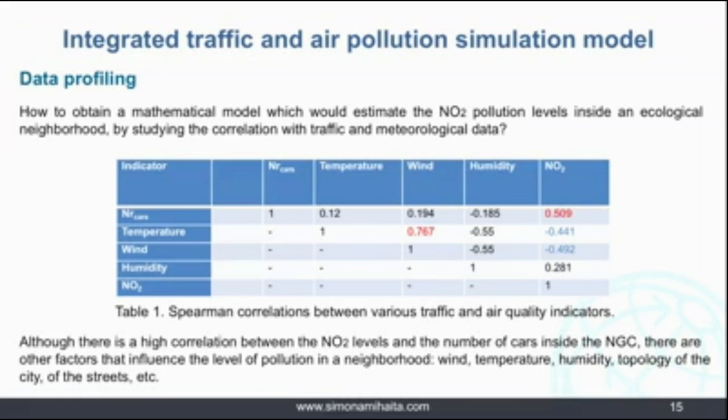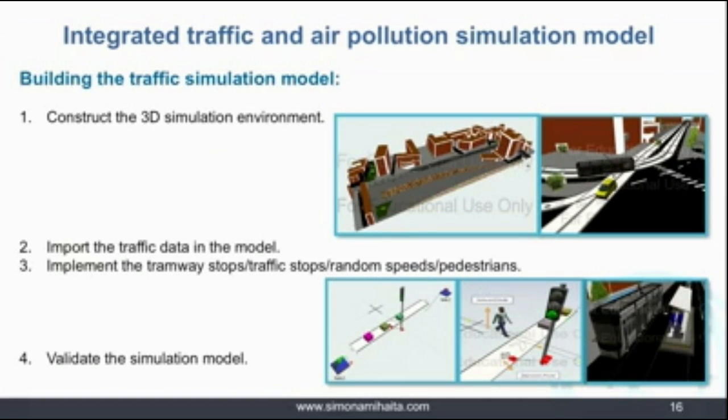So between the number of cars on the boulevard and the NO2 level, we could see we have a loose Spearman correlation. This really indicated that there are definitely other factors playing a very important role. We can see that the temperature and wind are very highly correlated, and that the temperature and wind have a negative Spearman correlation with the NO2 levels. All of this played a very important role, so we knew that if we want a good prediction, we would need to take this into consideration.